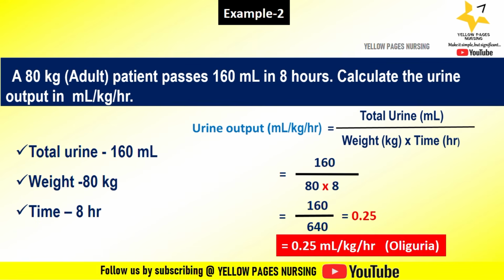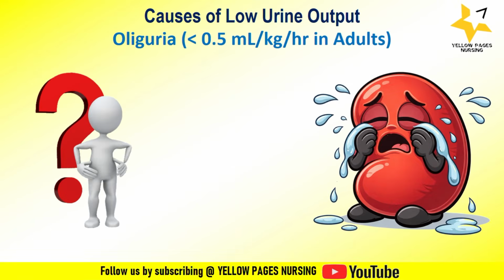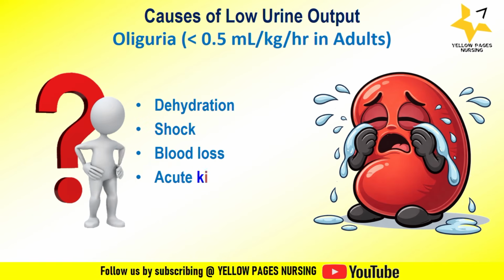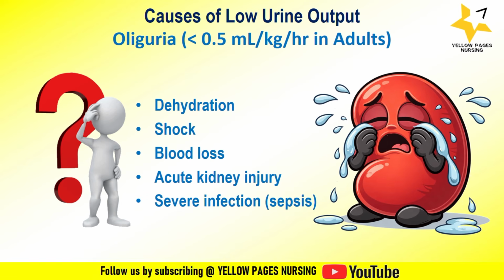Now let's discuss some of the causes for oliguria, that is low urine output. If urine output drops below 0.5 ml per kg per hour in adults, it is called oliguria. This can happen in dehydration, shock, blood loss, kidney injury, and severe infection, and this is often an early warning sign as well. Let's move to another example.